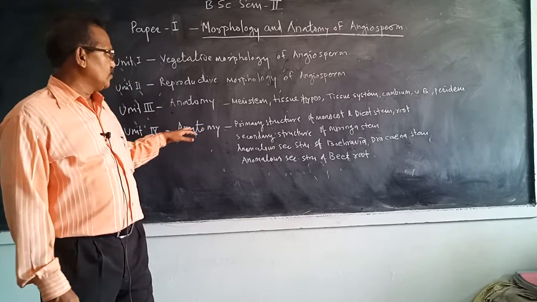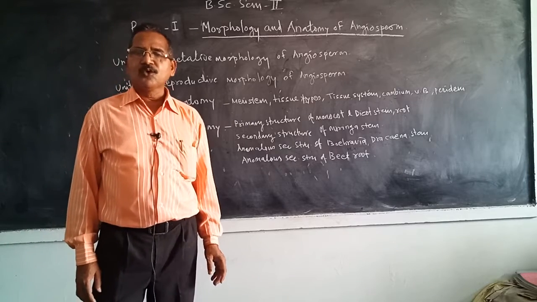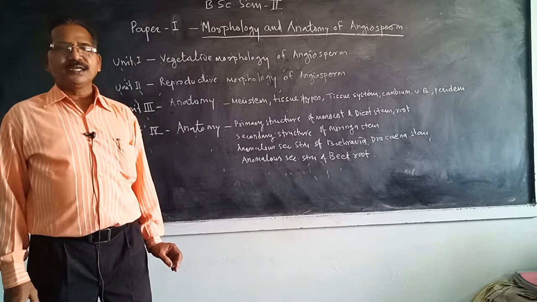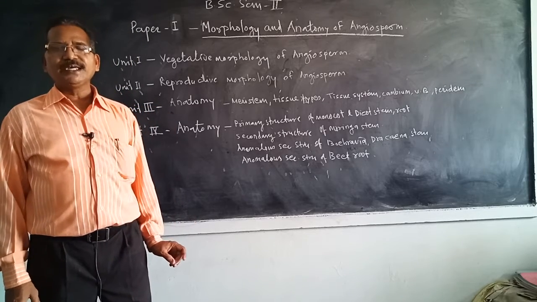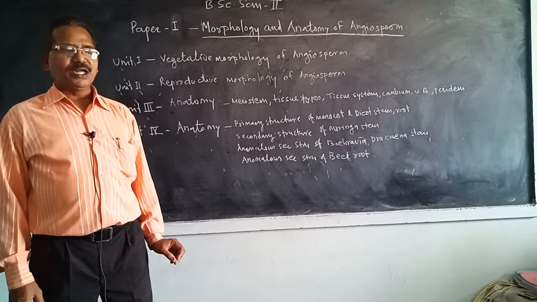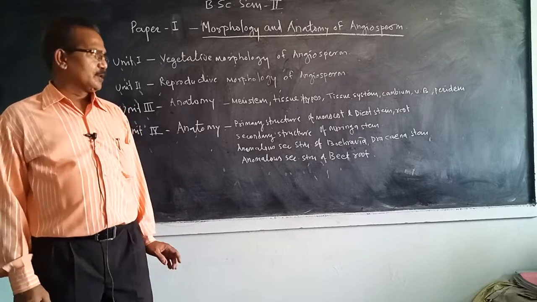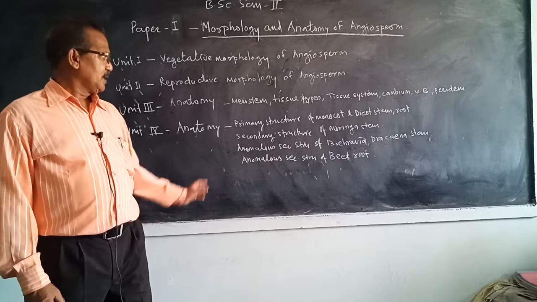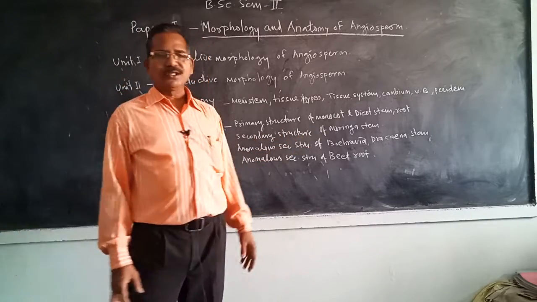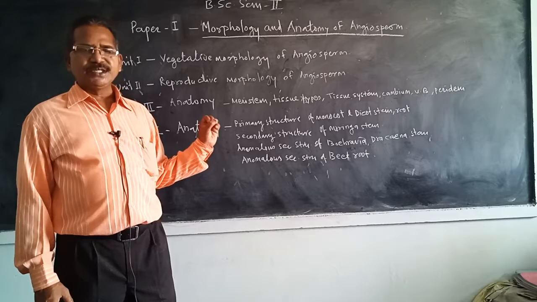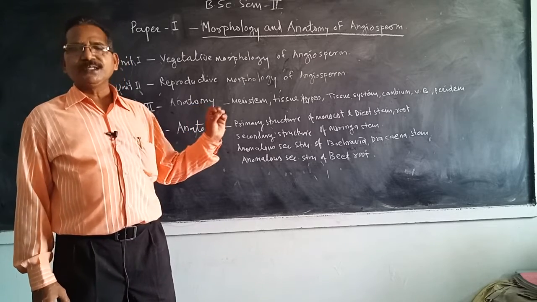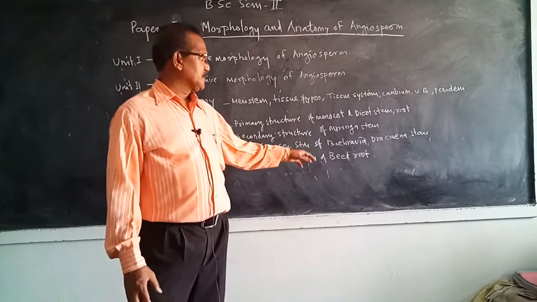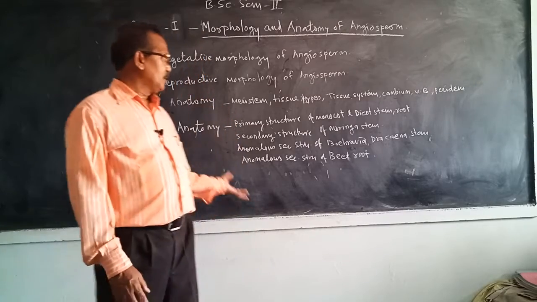While in the fourth unit, you have to study the primary structure of monocot and dicot stem as well as root. In monocot stem and root, the example is maize, while in dicot, the example is sunflower. You also have to study in the fourth unit the secondary structure, how secondary growth takes place in Moringa stem, a dicot stem. While in anomalous secondary structure, you have to study the Boerhaavia stem, which is dicot, while the Dracaena stem is a monocot stem. And lastly, the anomalous secondary structure of beetroot is studied in the fourth unit.